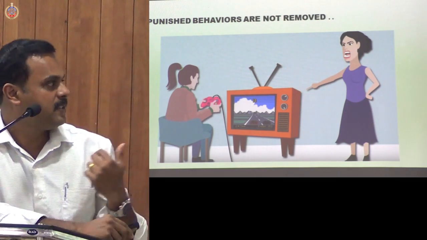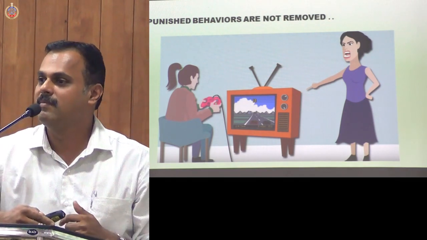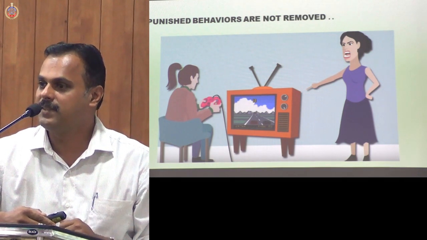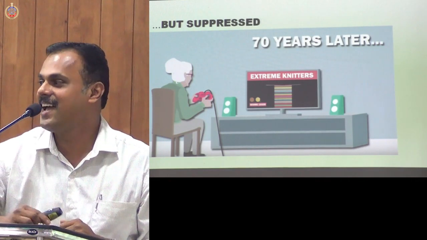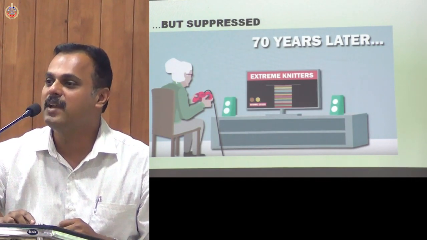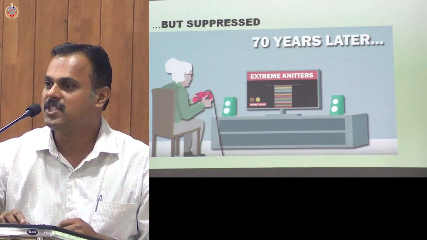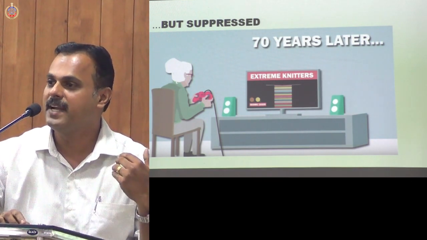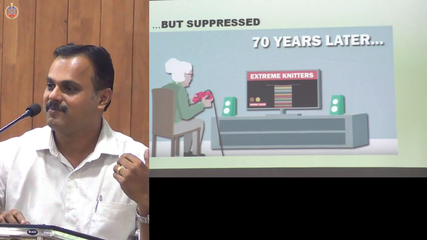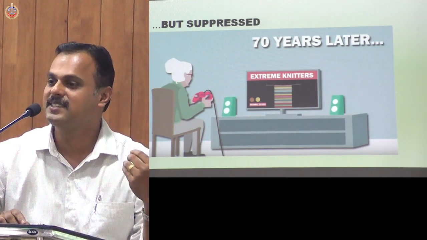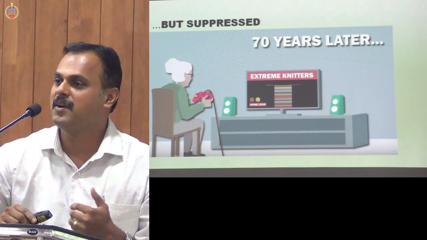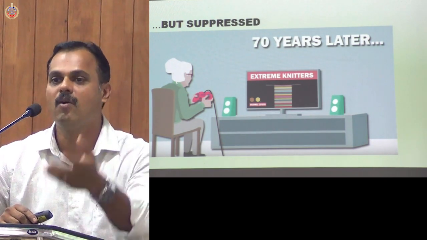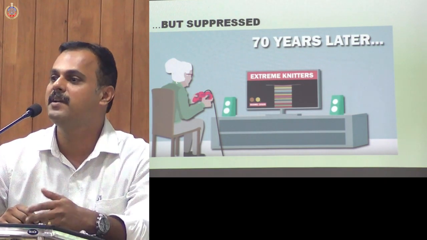Just see what happens to this little girl who is playing a video game. You know what happens after 70 years? When she gets a chance, she feels like playing the video game which she was not able to play at that time. This is just an example of suppressed punishments. What happens is it keeps coming out in a particular atmosphere, environment; it keeps flaring up.